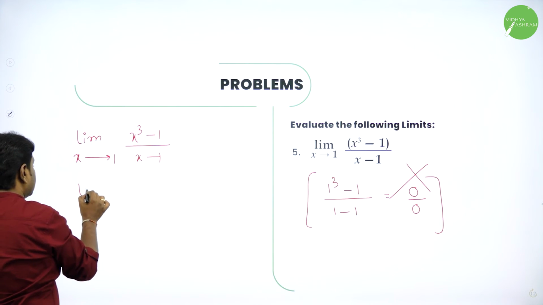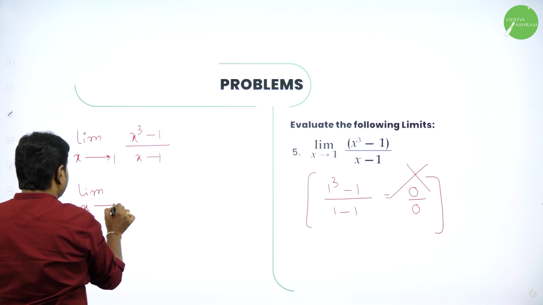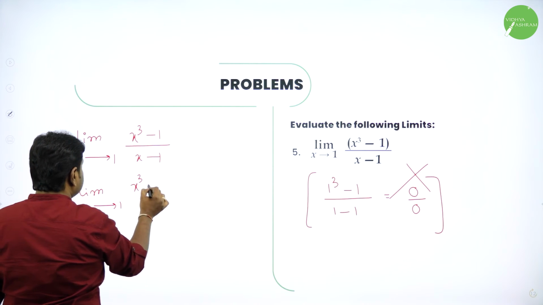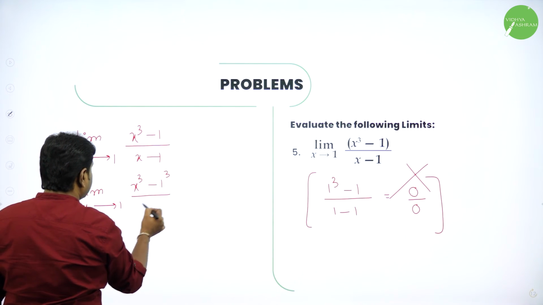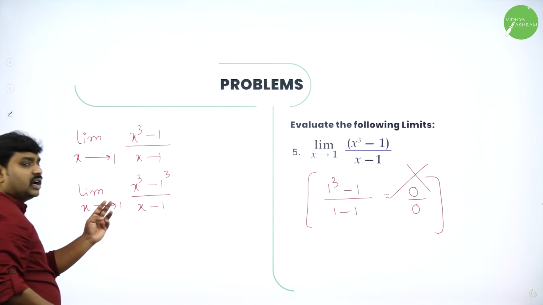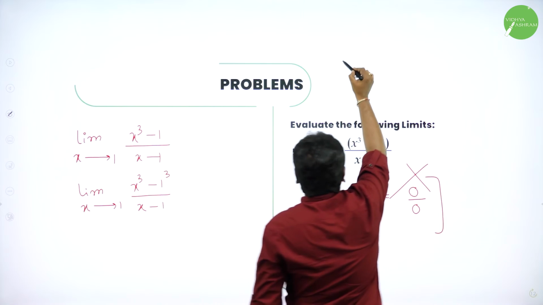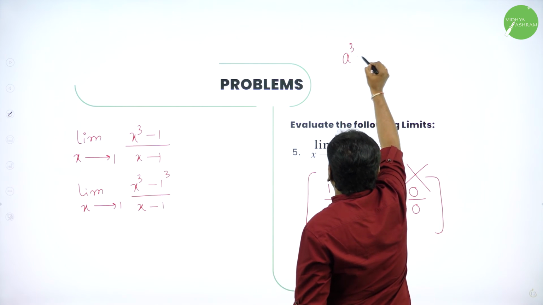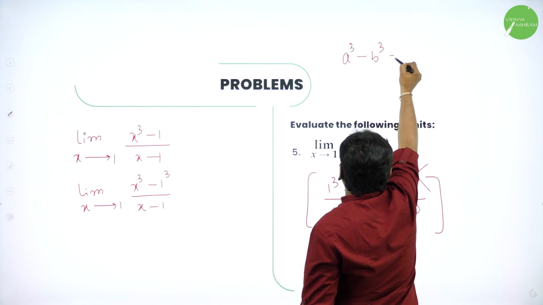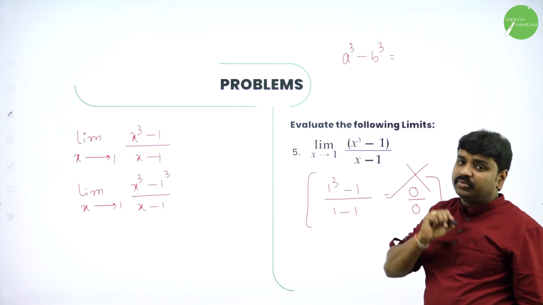Now further I'll write it as limit x tends to 1, x cube minus 1, I'll write it as 1 cube divided by x minus 1. Now the numerator, if you observe, is in the form a cube minus b cube. So here factorization and identities of algebra should be thorough.